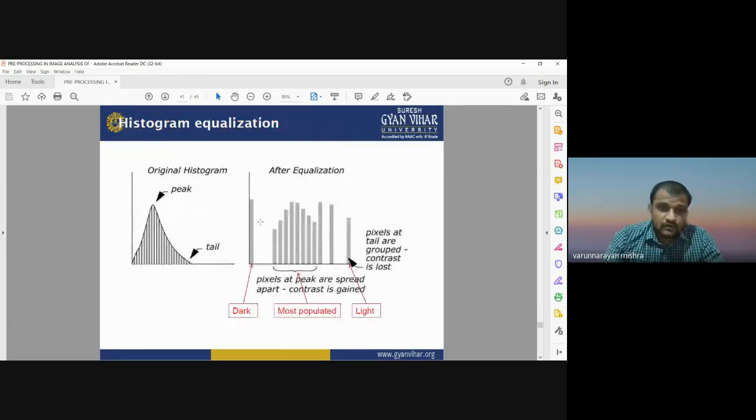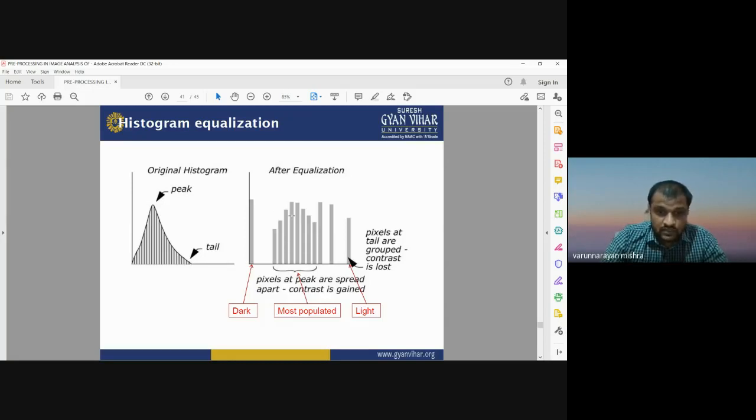So this is an example of histogram equalization. Initially, the histogram of the pixels of that image is like this. This is a peak and this is a tail. After equalization, the entire histogram will be equalized over the entire radiometric range. Initially, it is concentrated in this range only, from this to this. But after histogram equalization, we equalize the histogram over the entire radiometric range, starting from the darker pixels to the lighter pixels.